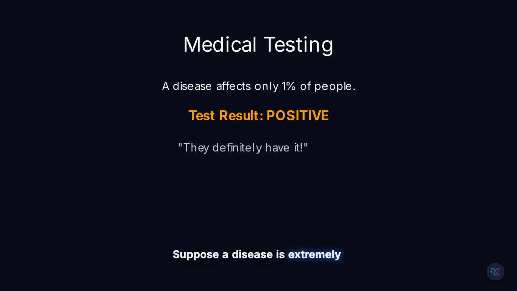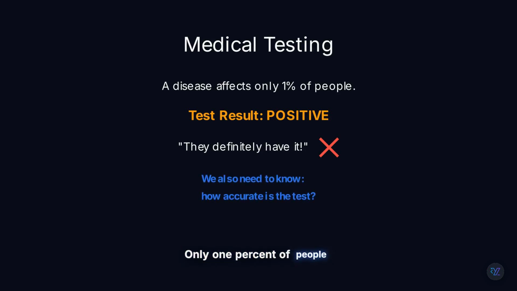Here's one of the most famous examples. Suppose a disease is extremely rare. Only 1% of people have it. Now a patient tests positive. Does that mean they definitely have the disease? Most people immediately say yes, but that's often wrong. Because we also need to know something else. How accurate is the test? Bayes' theorem combines both pieces of information, how common the disease is and how reliable the evidence is. Only then can we update our probability correctly.